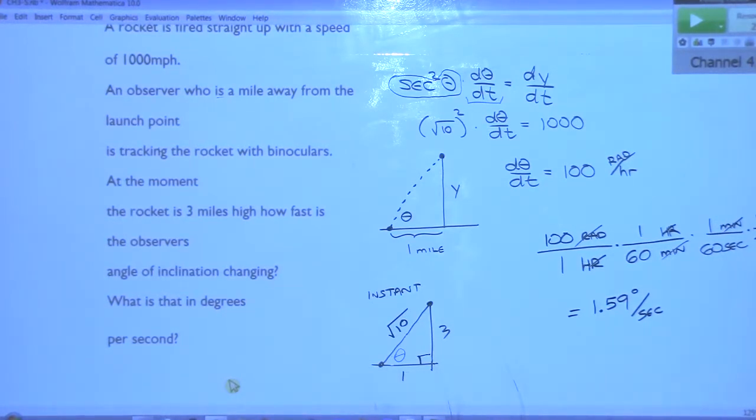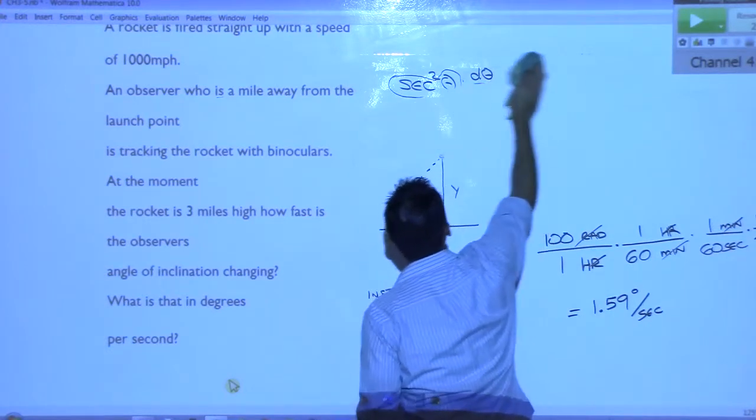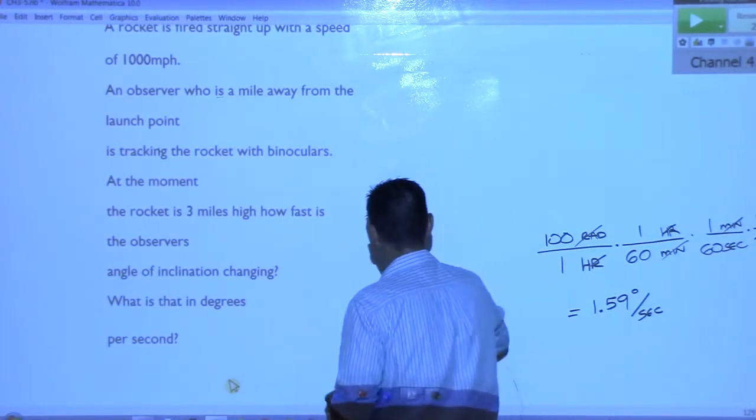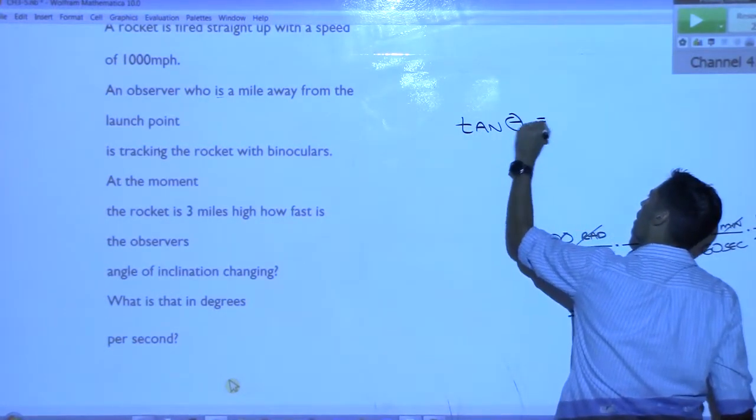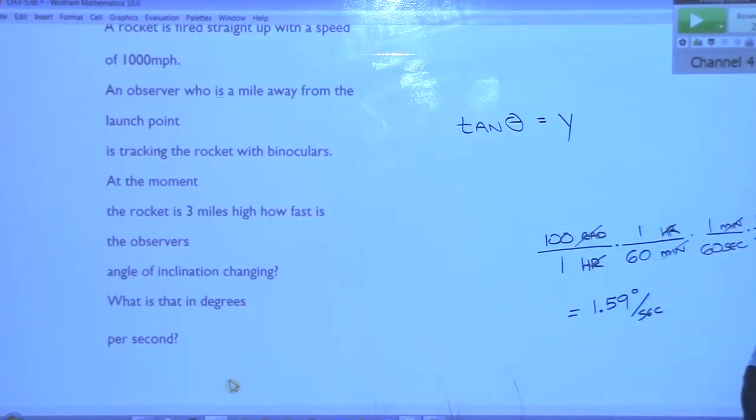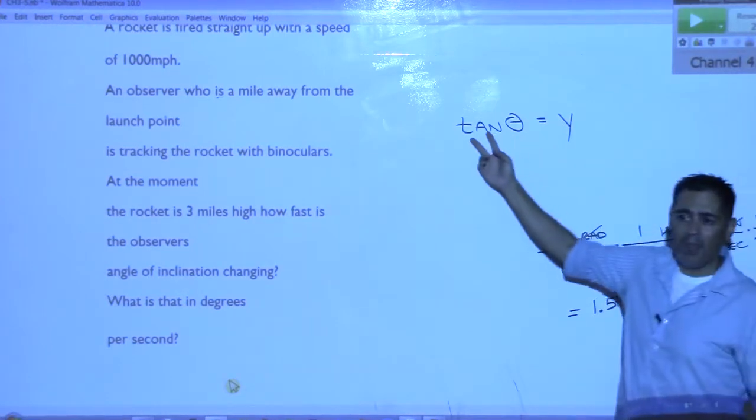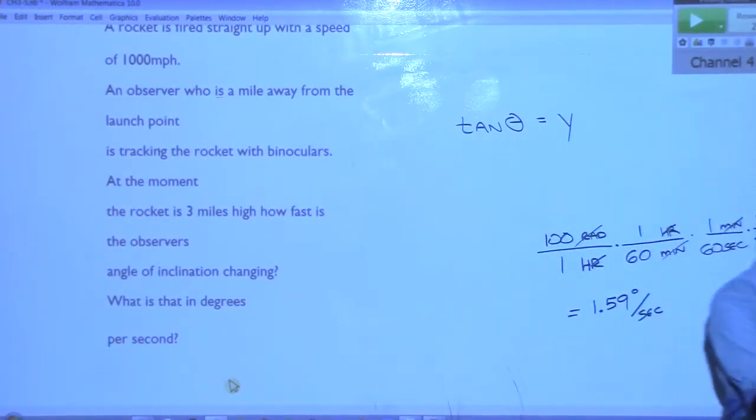All right. Any questions? I'd like to do this problem. I said I could make it a little bit easier, right? So I'm going to go back to the place where we had the equation. We had tangent theta equals y, right? And we differentiated that with respect to time, didn't we? And when we did that, we got secant squared theta times d theta dt. And that secant squared theta forced us to go figure out what secant theta was, right? We had to use our triangle and everything.